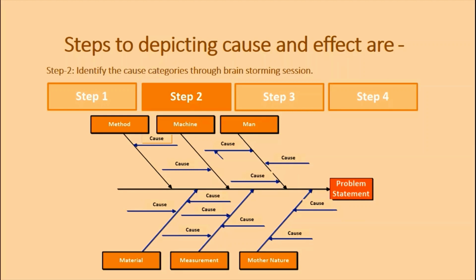So here your categories would be man, machine, method, material, measurement, and mother nature. Mother nature would be the environment. What I mean to say is your causes will come under majorly these 6 categories, which are man, machine, method, material, measurement, and mother nature, that is environment. And you can see these categories are the main bones, and this picture looks like the skeleton of a fish, therefore it is also known as fishbone diagram.